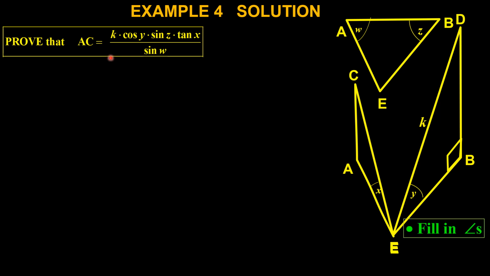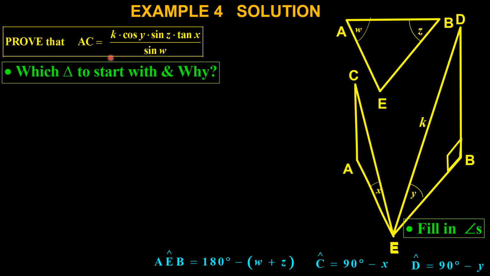So let's fill in some possible angles. Angle D can easily be worked out: 90 minus Y. Angle C can be calculated: 90 minus X. And AEB can be calculated: 180 minus W plus Z. So this angle fits in there, angle C goes there, and angle D goes there. Which of those three triangles do we start with?